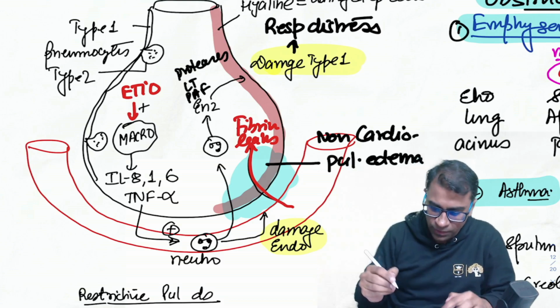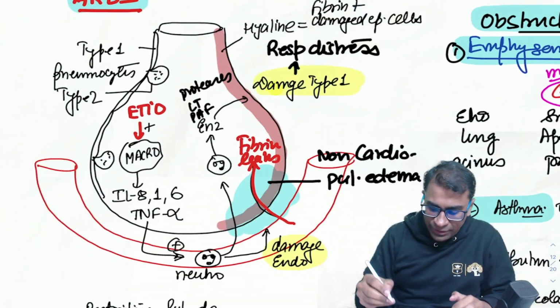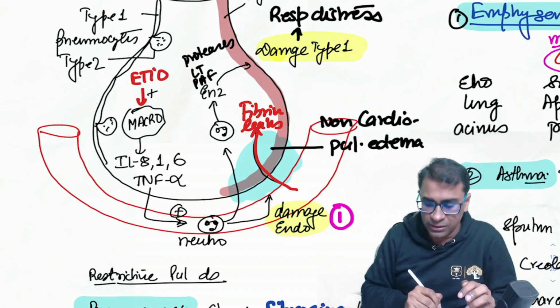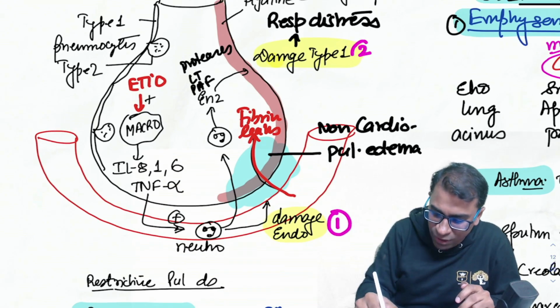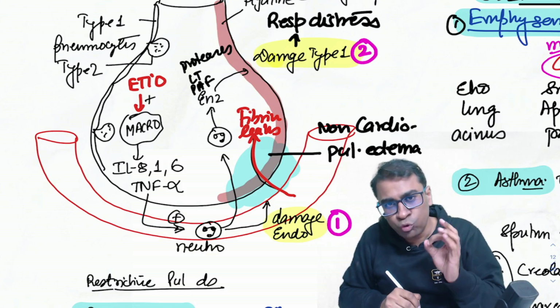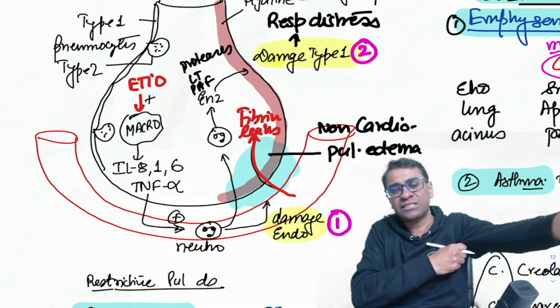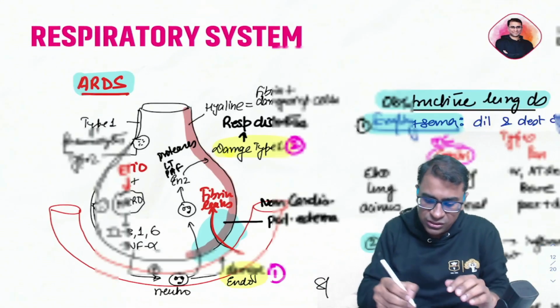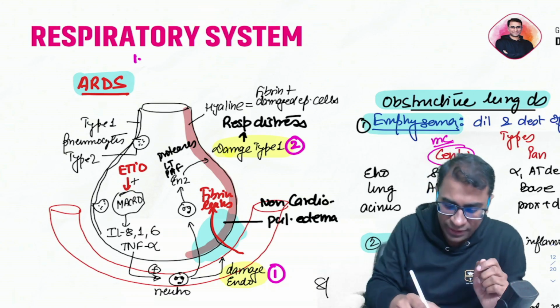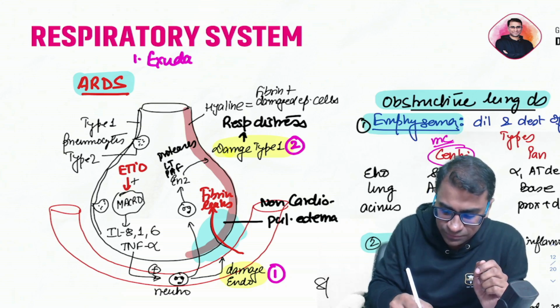Okay, चलो अब देखो, what is damaged here is mainly which cell? Number one, damage to endothelium. Second, damage to type 1 pneumocytes. But type 2 pneumocyte is still intact. Because type 2 pneumocyte is still intact, therefore type 2 cells can then regenerate. The three stages of ARDS. First stage is what we are reading right now. It is called the exudative stage.